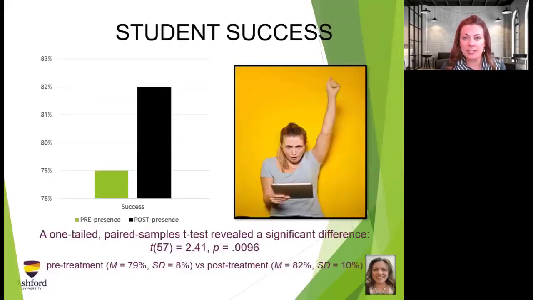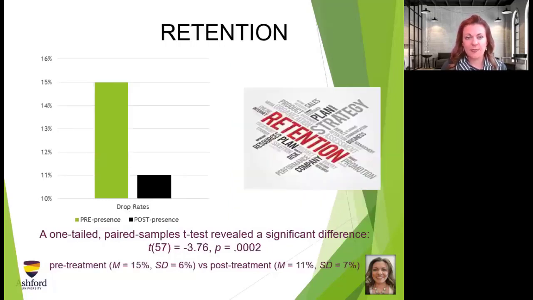First, when looking at student success, we found that among instructors who completed the entire series of modules, success rates in classes increased from pre-treatment to post-treatment measurements, 79% to 82%. This suggests that completion of the presence modules made a marked difference in student success. And second, when looking at retention, we found that among instructors who completed the entire series of modules, drop rates in classes decreased from pre-treatment to post-treatment measurements, 15% to 11%. This suggests that completion of the presence modules resulted in greater retention.